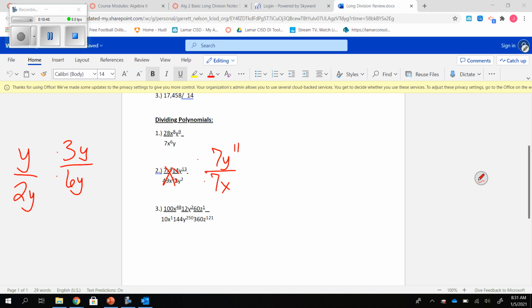So we're going to simplify 7y to the 11th over 7x. So we divide the top and the bottom by 7. And our final simplified answer is y to the 11th over x, or x to the first. All right, and that is how you do old school long division and how you divide polynomials.